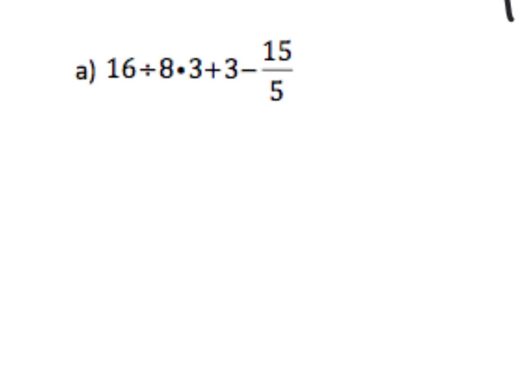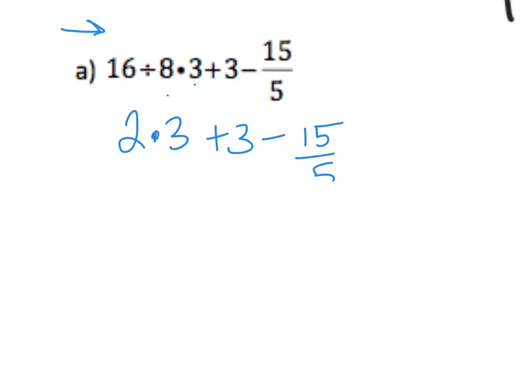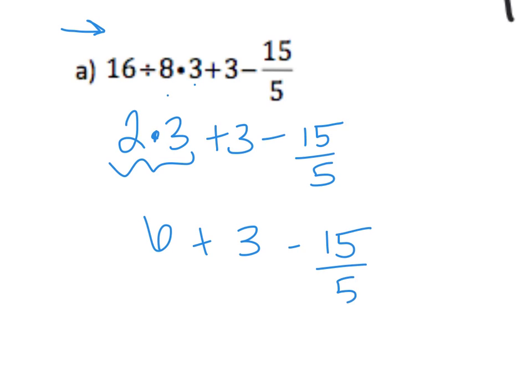So I'm going to do both at the same time, and I do it from left to right. Here I've got 16 divided by 8 times 3. I have to do those from left to right. 16 divided by 8 is 2. And then I'm just going to bring everything down. Times 3 plus 3 minus 15 over 5. Now I can do the multiplication. 2 times 3 is 6 plus 3 minus 15 over 5.